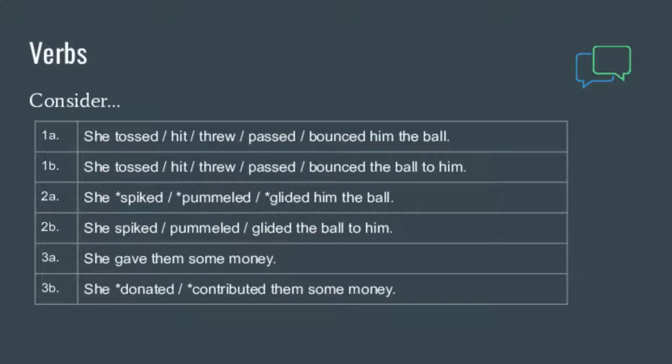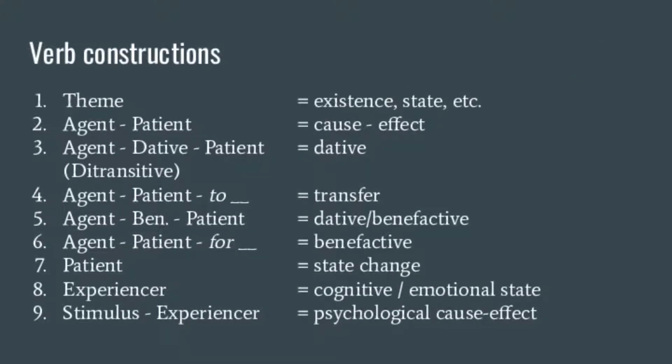Because I take the dative meaning, like from she gave them some money, and I apply this to she tossed him the ball, and that's different from the usual transfer meaning, she tossed the ball to him. So there's a certain meaning in the grammatical construction itself, according to this theory of language. There's a certain meaning in the grammatical structure itself.